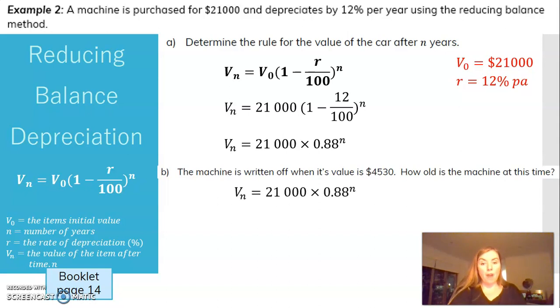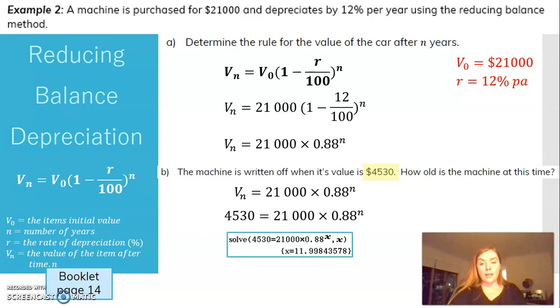So I'll write my rule. I'm going to sub that 4530 into the value. That leaves me with my unknown, which is my n. I'll grab my calculator and type that into solve. Again, remember it's to the power of. This is giving me an n value of 11.998, which is going to round to 12 years. So the machine is written off when it's 12 years old.